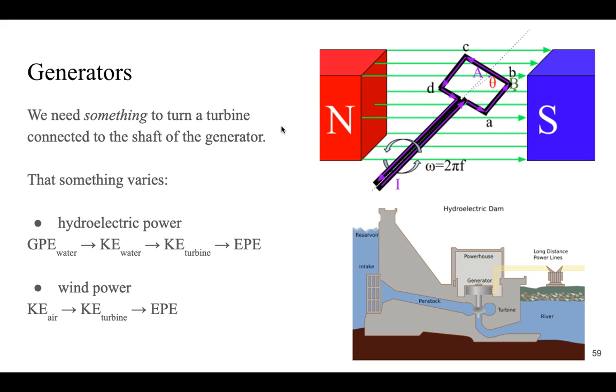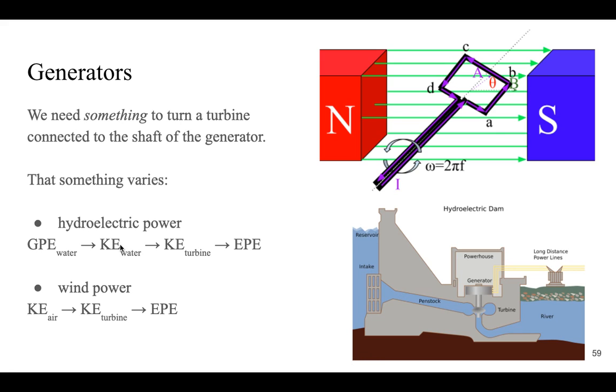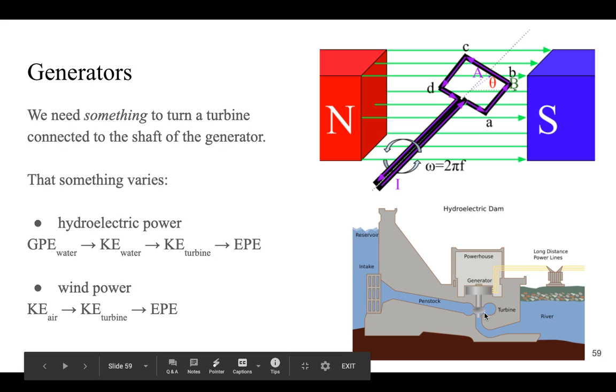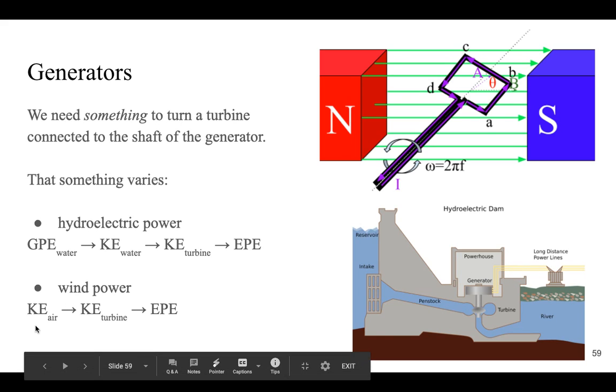So the something that's going to cause this thing to turn varies. There's lots of ways to do it. If you have hydroelectric power, you're going to have high water up here. It's going to flow down low and gain kinetic energy. It's going to turn GPE into kinetic energy in the water, and that's going to turn the turbine, which turns in the generator, and ultimately that's going to give you electrical potential energy. You might also have wind power, which is just going to turn the kinetic energy of the moving air into kinetic energy of the turbine and then electrical potential energy.